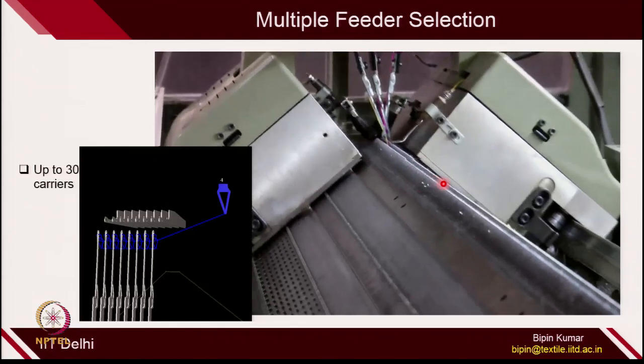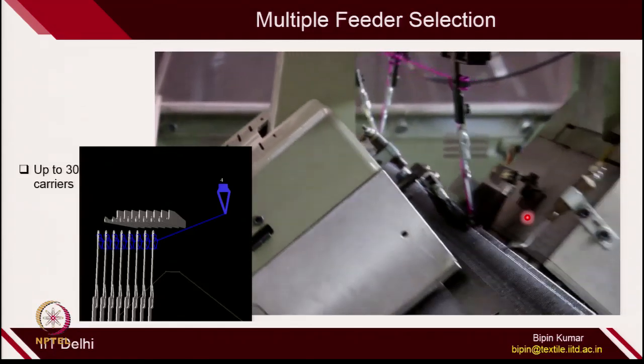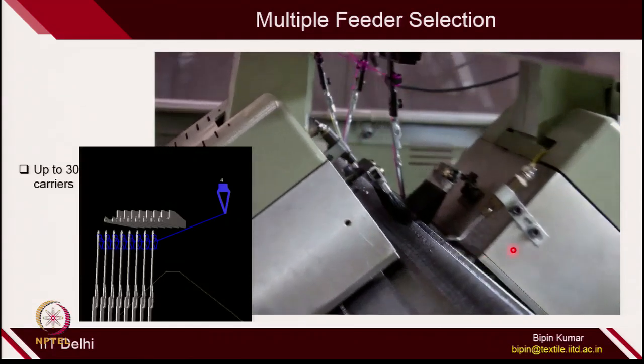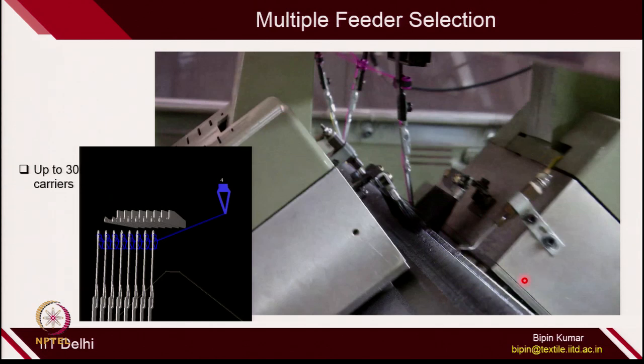So you can see any carrier can be chosen by the cam jacket, and you can play with the design. So multiple feeder selection is another big advancement in weft knitting technologies, which was not possible on the manual bed, because on the manual bed hardly one or two feeders were there, and every time the operator had to choose which feeder has to operate.